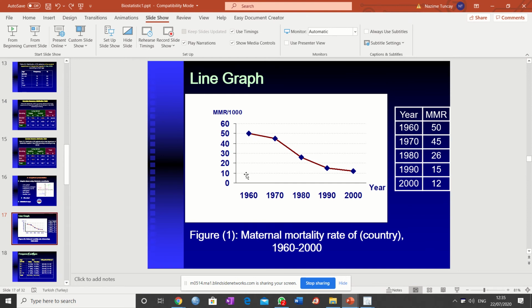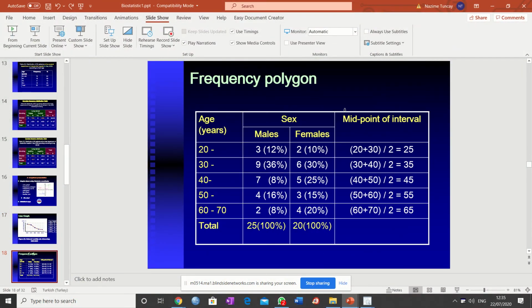We can express it as line graphs. So changes among years can be presented in line graphs. We can have frequency polygons.